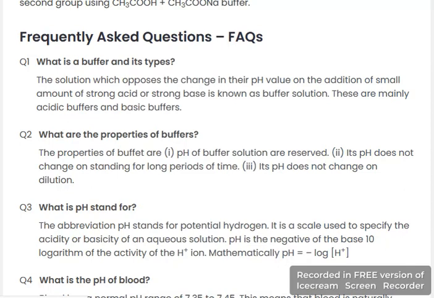Second question: what are the properties of a buffer? The first property is that the buffer solution has a defined pH. The second property is that its pH does not change on standing for a long period of time. In the third, its pH does not change on dilution.